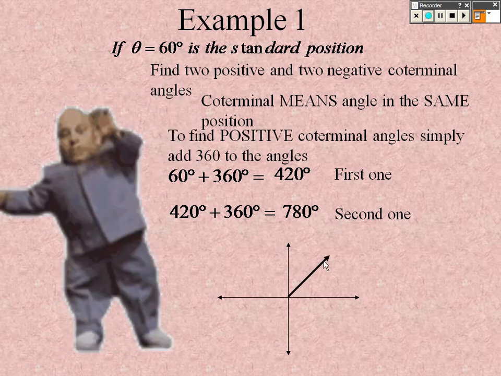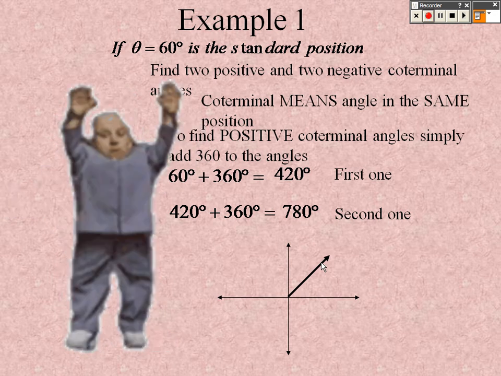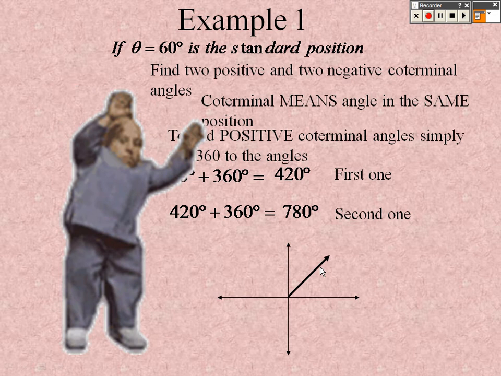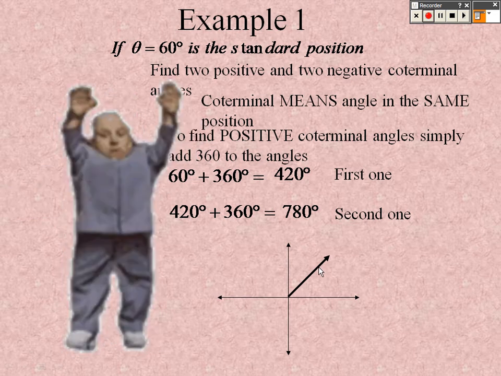So if this is 60 degrees, what I'm saying is if I went around one time, again, that would be 420 degrees. Right? And if I went around again, that would be 780 degrees. Okay?